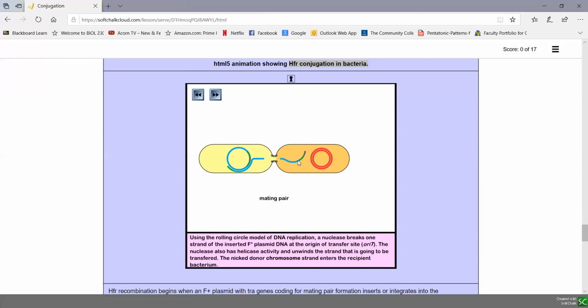Now also notice that not all of the F plus plasmid enters the recipient, because where it's split, notice the ORIT is in the middle of the plasmid here. So the trailing end of that chromosome has the remaining part of the F plus plasmid, the green shown right here. It only has part of an F plus plasmid, but it does have that piece of chromosomal DNA.